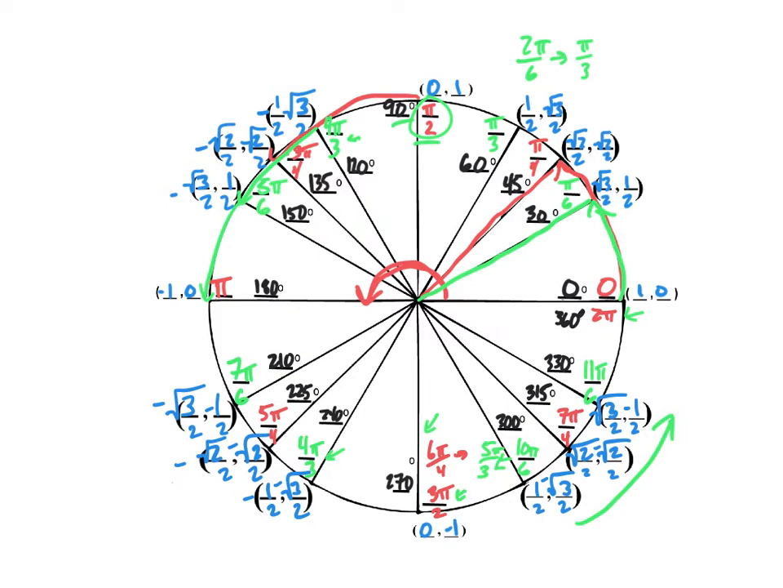Okay, so what you really need to know is that these special angles, 30, 45, 60, they all have radian measures that are equivalent, and they all have pi's in them, and they all have different denominators.